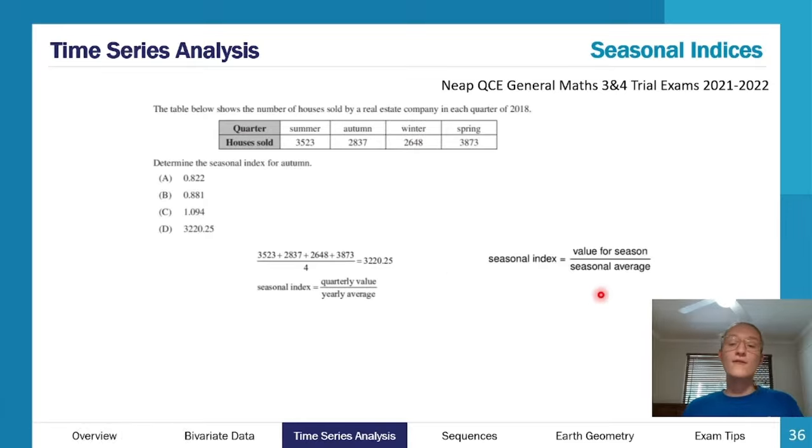So now that we've got our seasonal average, we can use our formula. Our seasonal index is equal to our quarterly value divided by our yearly average. You can see here we've substituted into our formula. Our quarterly value is this here, and then divided by our seasonal average, which is this here. So that gives us 0.881, which is our answer for B. So our guesses were in fact correct. And we rounded to 3 decimal places because that's what all of the options were, so it made the most sense.